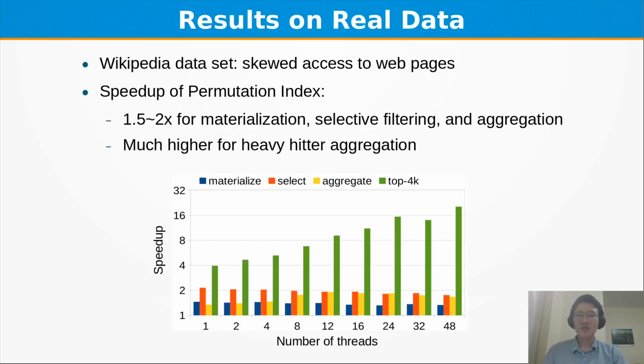In this research, we also tested on several real-world datasets with skew. This figure shows the results on Wikipedia access data. Using multi-threaded execution, we observe up to 2x speedup for materialization, selection, and aggregation queries. We also see much higher speedup for heavy hitter aggregations.